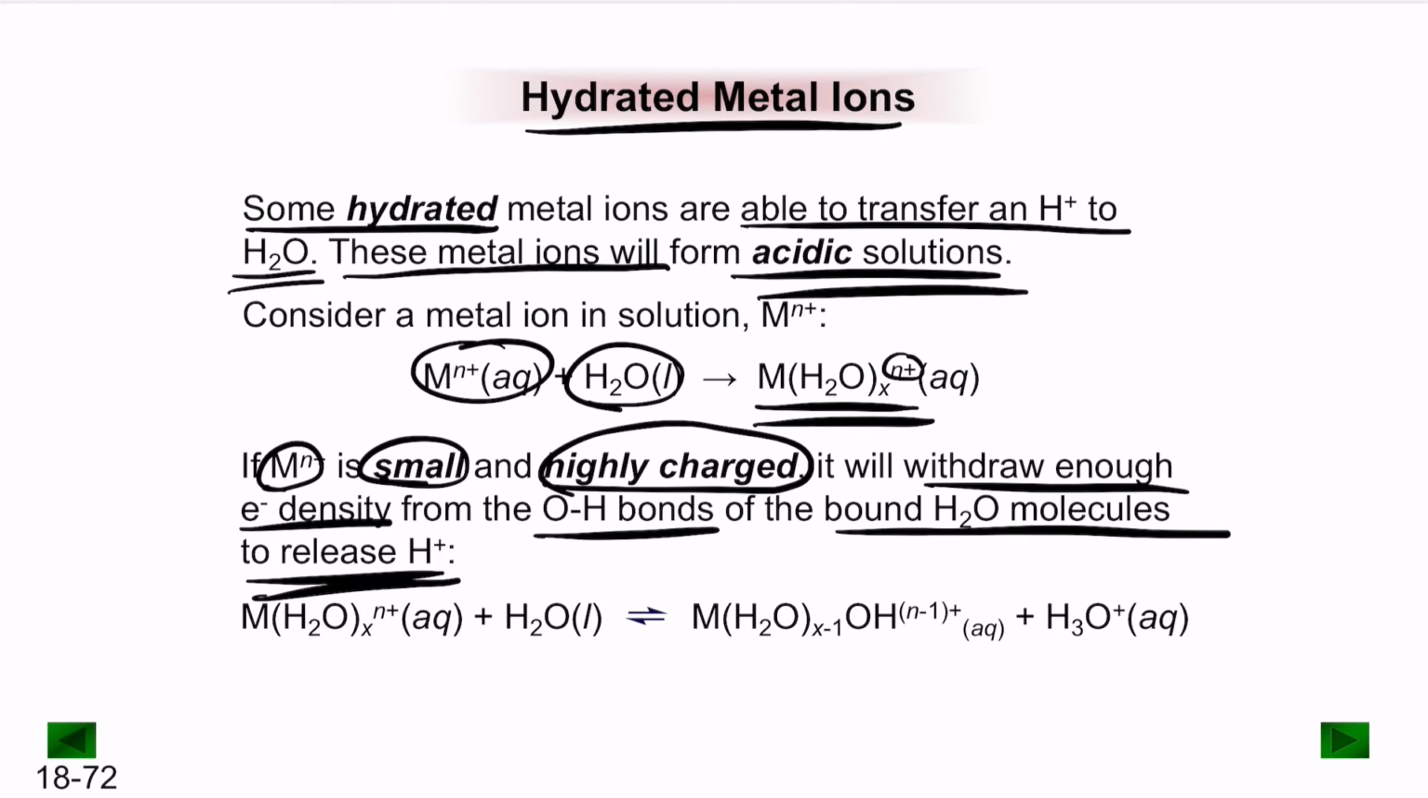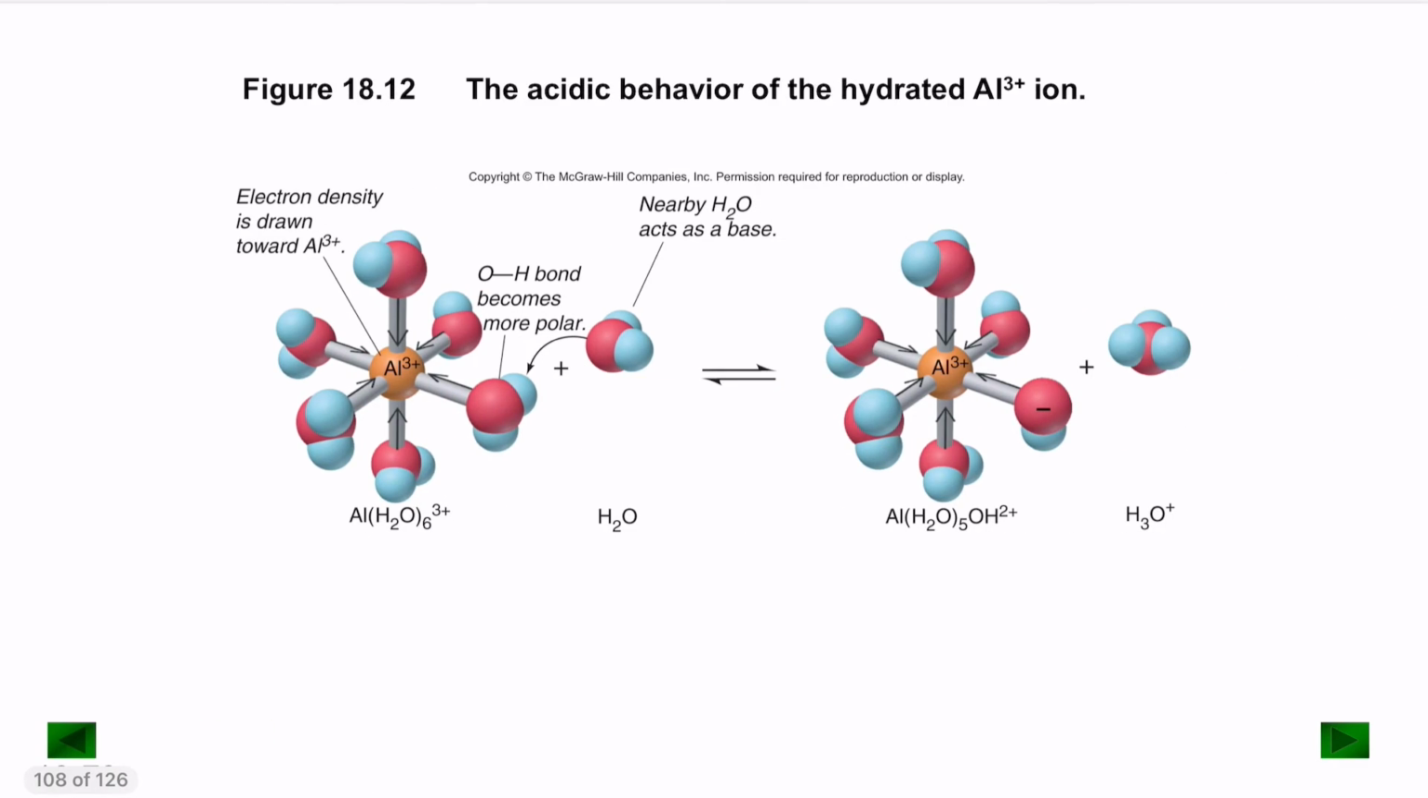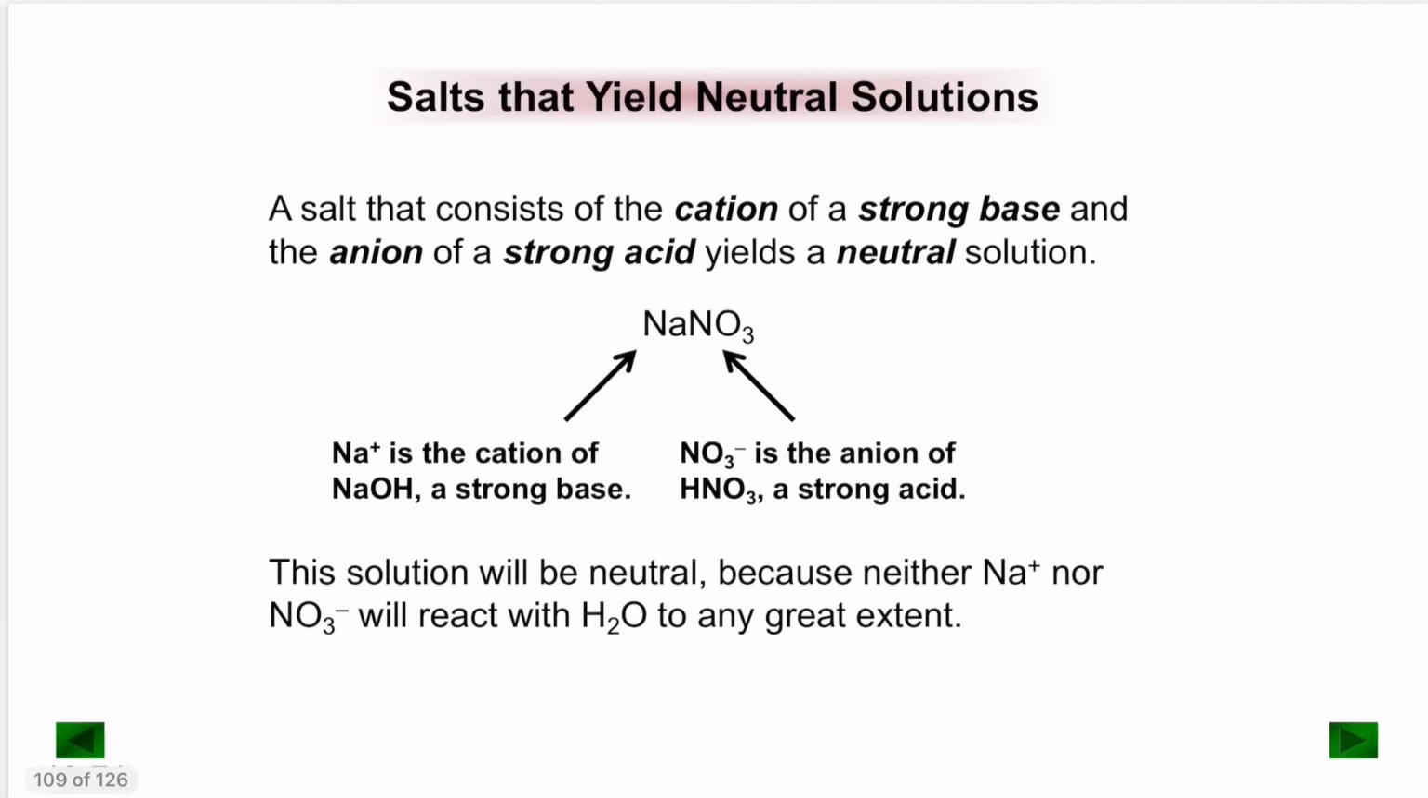So this molecule still reacts the same way as an acid. It loses a proton, resulting in H3O+ formation and a changed molecule. This diagram shows the acidic behavior of the Al3+ ion, which has an aluminum hexahydrate ion bonding with an H2O molecule, loses a proton, and that loss of a proton results in a changed, complex molecule.